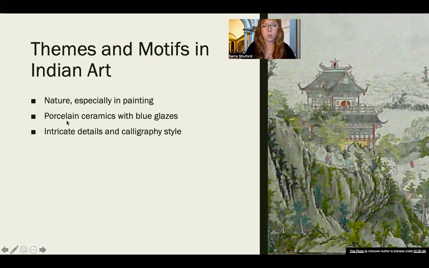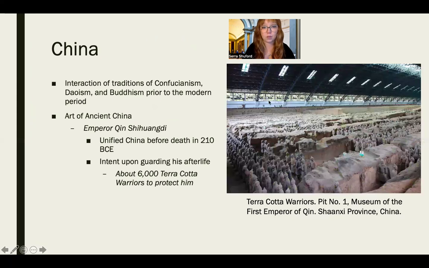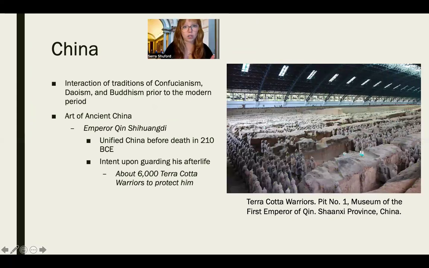And then also within porcelain, which is a big part of Chinese traditional arts, porcelain ceramics, we see very intricate details done with blue glazes. And we'll talk about that in a second. So there's a lot of interaction of traditions of Confucianism, Taoism, and Buddhism. I don't expect you to know the whole philosophies behind all of those, but what I do want you to think about is that along with nature, traditional arts of China really value and really sort of go into their more philosophical side, which is to honor ancestors, a big sort of focus on the afterlife.